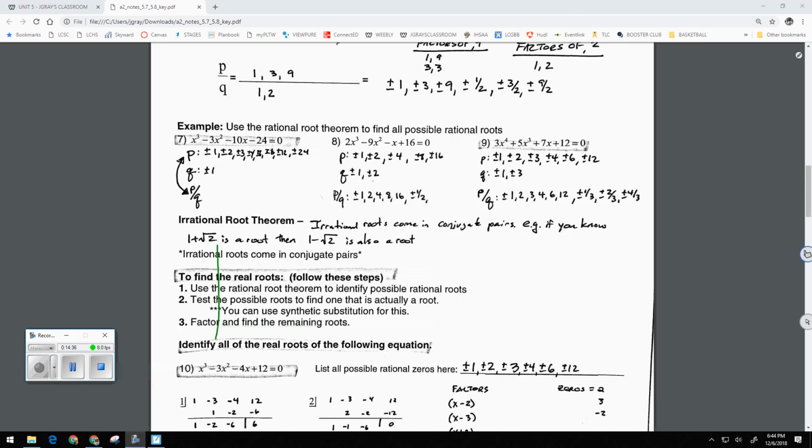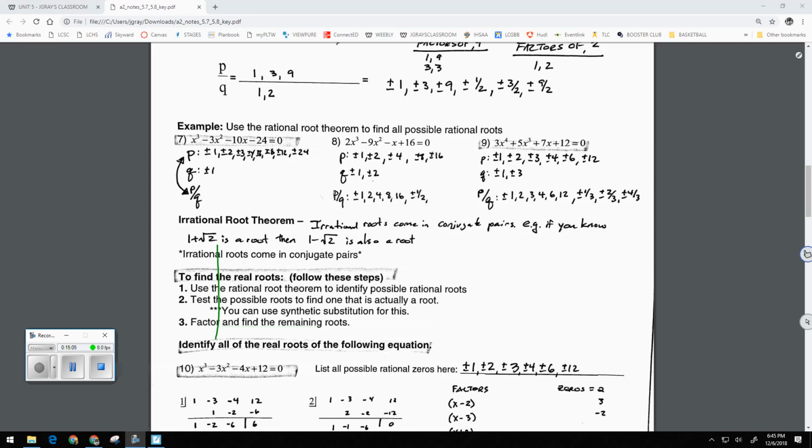And then finally number 9 you see here. My P's are my factors of 12. You see them listed there. My Q's are my factors of 3. You see those listed there. And then P over Q, that's the ratio of every combination you could have there. And notice I didn't repeat anything. Leave things as fractions. If you need to pause the video to write all that down, do it. Then start it back up and we'll move to the irrational root theorem.